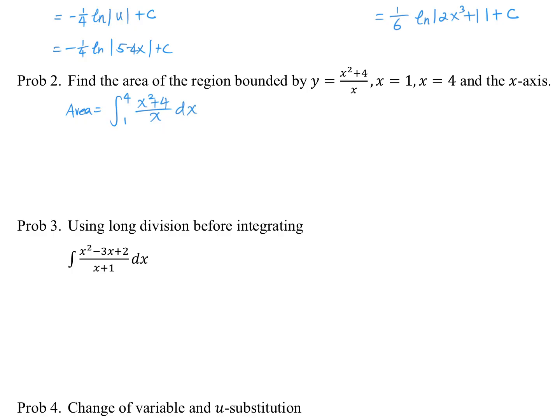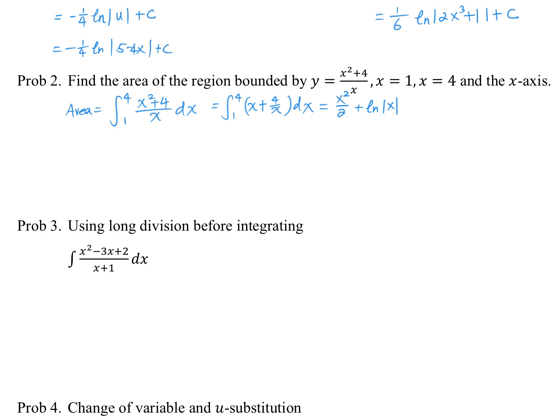When you have one single term in the denominator, the best way is to split them. So we are going to split that into two terms: x squared over x, which is x, and 4 over x is the second term. And then we are going to integrate term by term. The antiderivative of x is x squared over 2, and the antiderivative of 4 over x is ln absolute value of x.